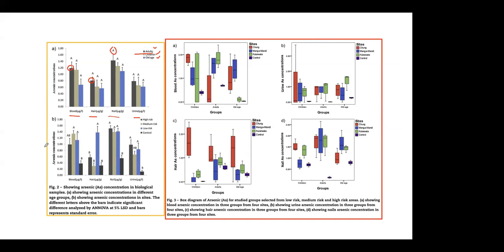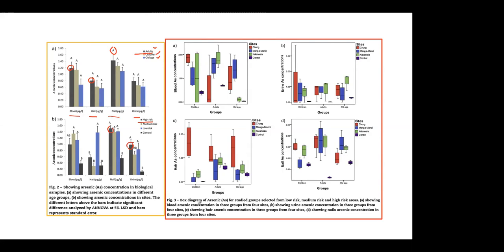So in this graph, you can see here that the high risk is found for the nail samples and also for the urine samples, as compared to the other samples. Other samples showed the low risk. So this suggests that this type of risk is present after exposure to the arsenic.